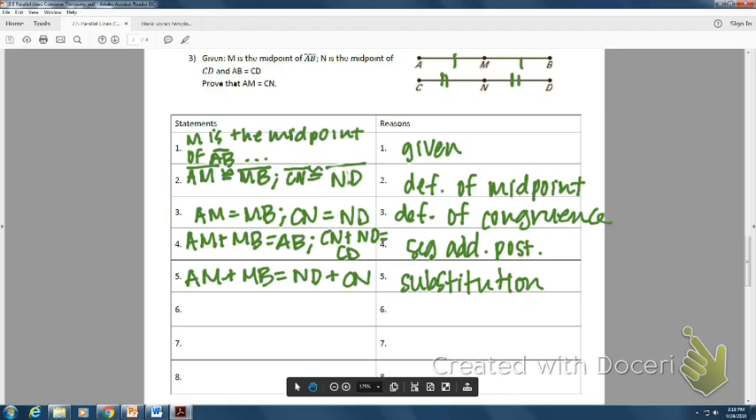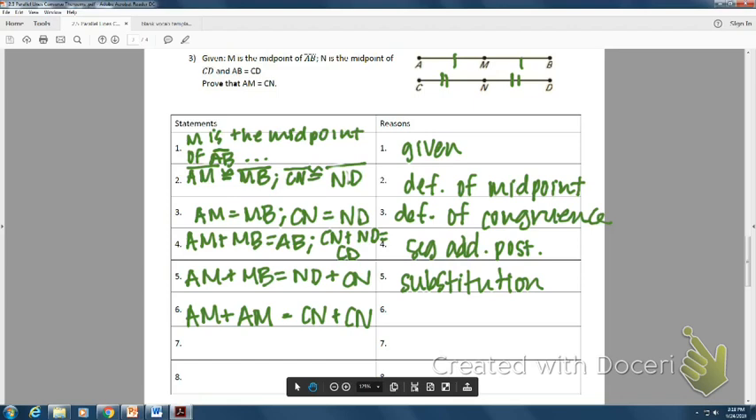Okay, what if I help you guys by saying AM plus AM equals CN plus CN? How did I get that? So do you see here how we have AM equals MB? So I just put AM in this place. CN equals ND, so I just put CN in that place. Yeah, but this isn't necessarily wrong, but it could have been done in fewer steps.